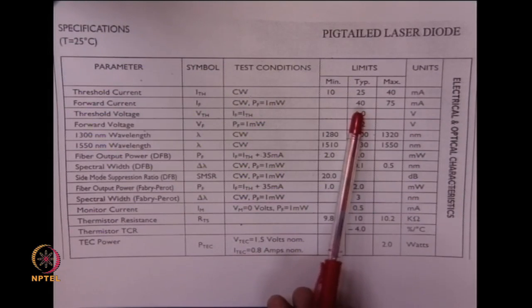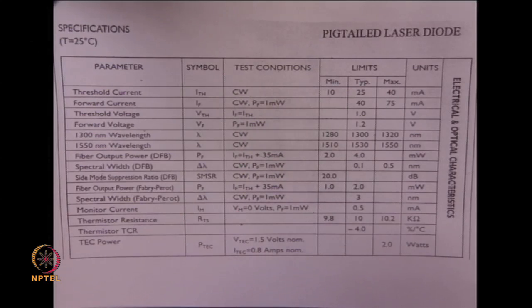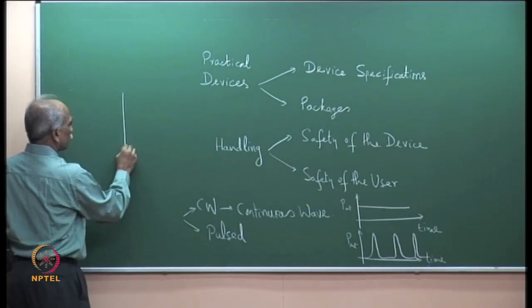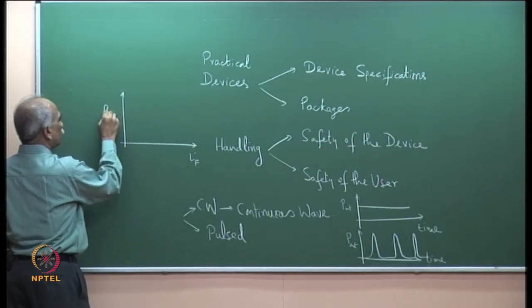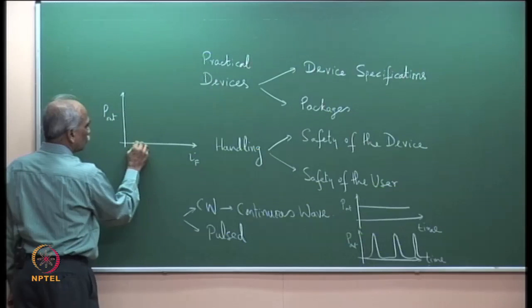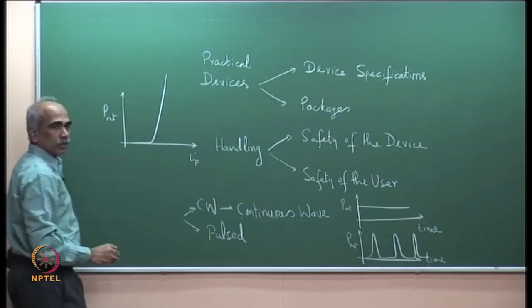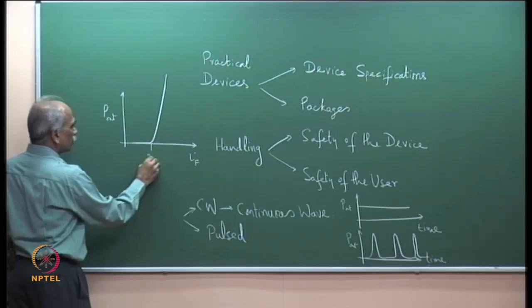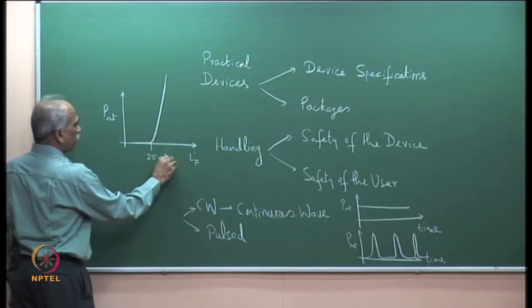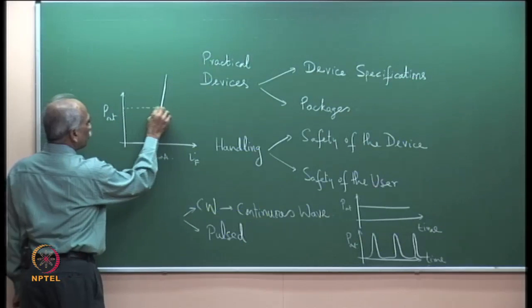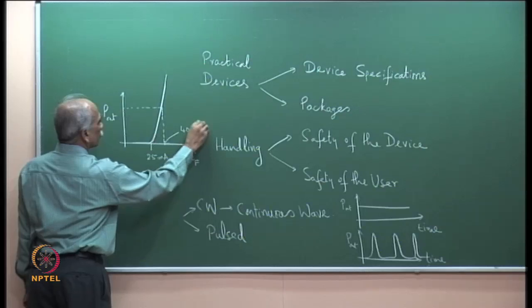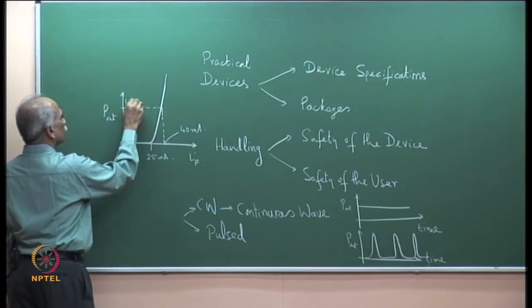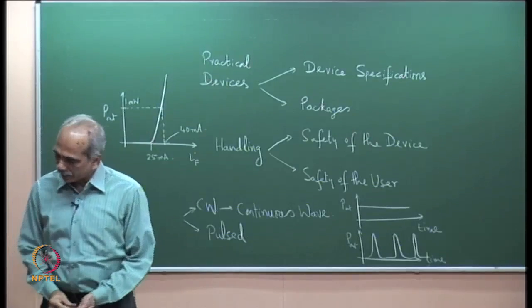At 40 milliampere, if 25 milliampere is the threshold current, that is when power output starts. We recall the characteristics that we have, IF, forward current versus P out, and we have almost 0 output and then output going like this. So, this is the threshold value. In this particular example 25 mA is here, and when the current is 40 mA, output is 1 milliwatt.